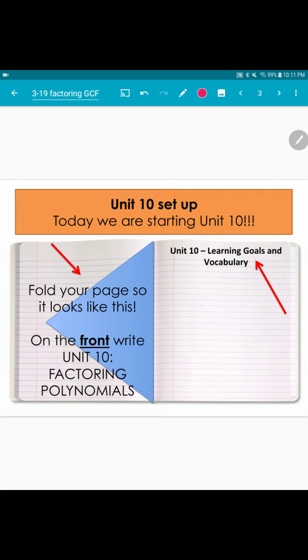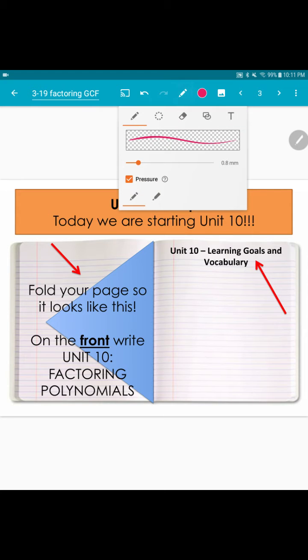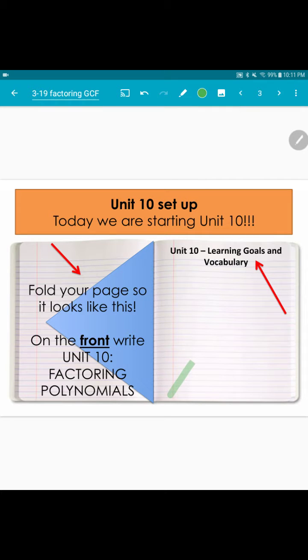So again, like I said, please make sure you're setting up your notebook, fold your paper, and on the front, make sure to write Unit 10, Factoring Polynomials. We're not going to have a vocab sheet, so don't worry about this section.